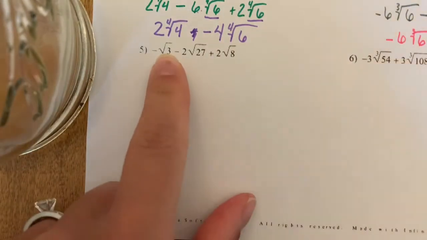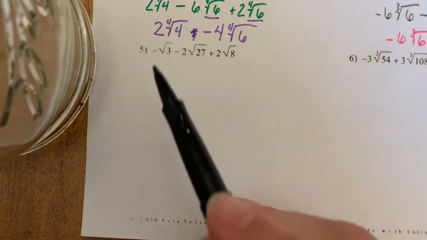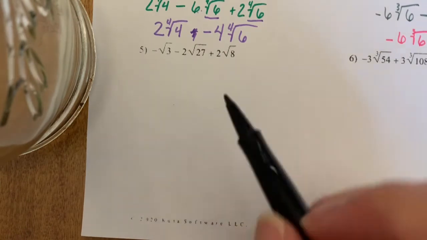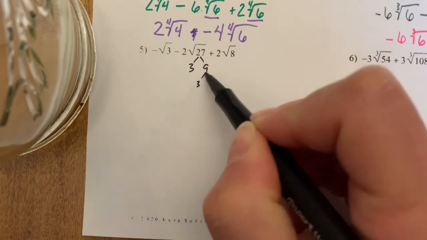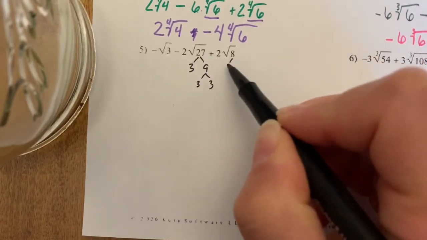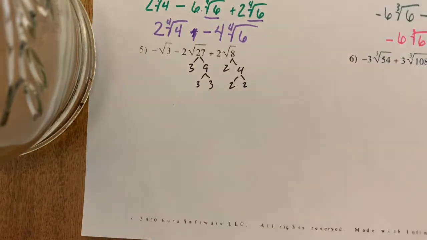So when we look at this, I have the square root of 3, square root of 27, and the square root of 8. They're not the same, but they can be broken down. I can't break down my square root of 3, but I can break down my square root of 27 into 3 and 9 and 3 and 3. And I can break down my square root of 8 into 2 and 4 and 2 and 2.